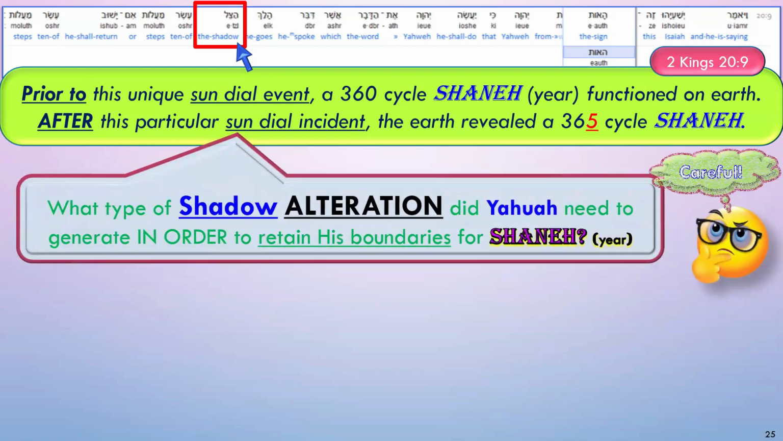So what type of shadow alteration did Yahuwah need to generate in order to retain his boundaries for Shana? Be careful with this question. I'm going to ask it again. What type of shadow alteration did Yahuwah need to generate in order to retain his boundaries for Shana? Was there a shadow alteration? Or was there not?